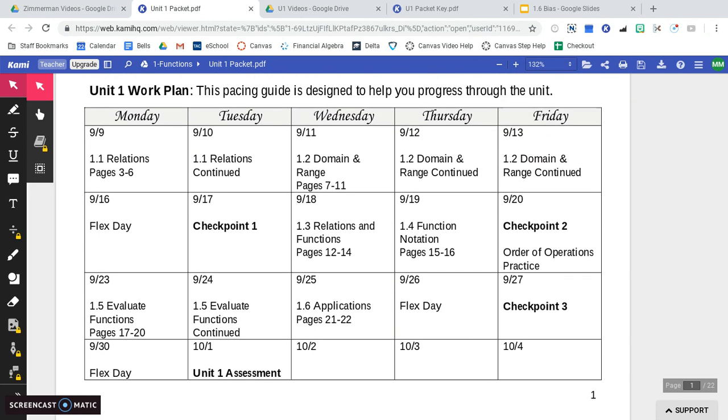So here's your work plan for the unit. We're going to be working on 1.1 for 2 days and then working through 1.2 the rest of the week. And when I return to class for the flex day, we'll be able to go over anything from those sections that you'd like to cover before you take a checkpoint, which is basically your first assessment for the unit.